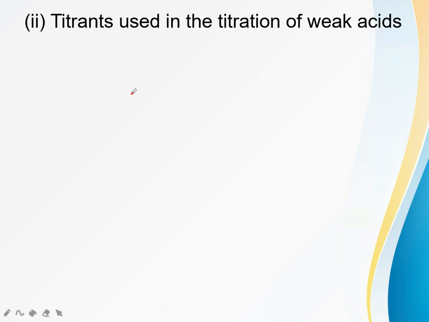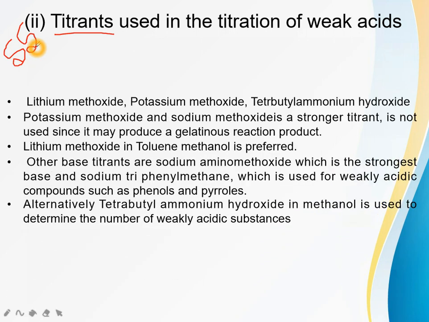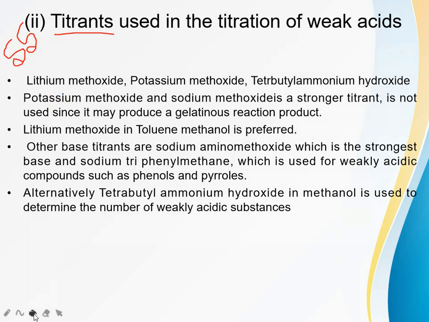Next are the titrants used in the titration of weak acid. So your sample, that is the weak acid, is ready, the solvent is ready. Now you have to know what titrants are used. Examples are lithium methoxide, potassium methoxide and tetrabutyl ammonium hydroxide.